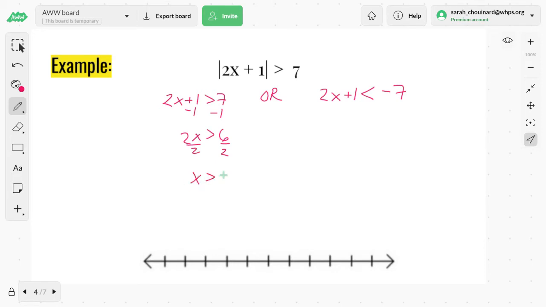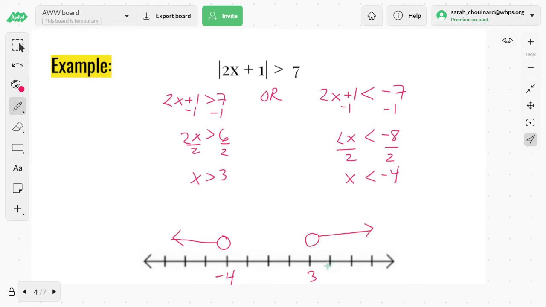So x is either greater than 3, or if I solve the next inequality, x is less than -4. So here is -4, here is 3. We're going to do open circles on both because it's just greater than or less than. And we get an or shaped graph because our compound inequality was or.